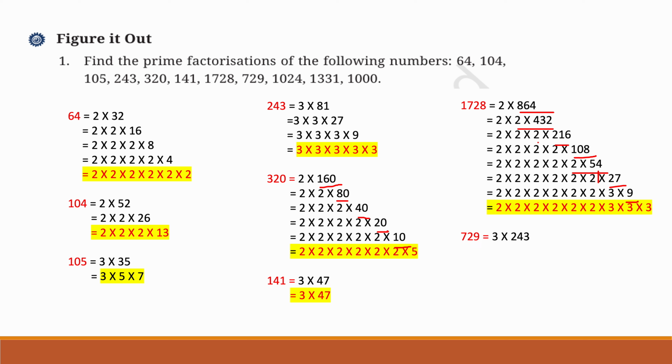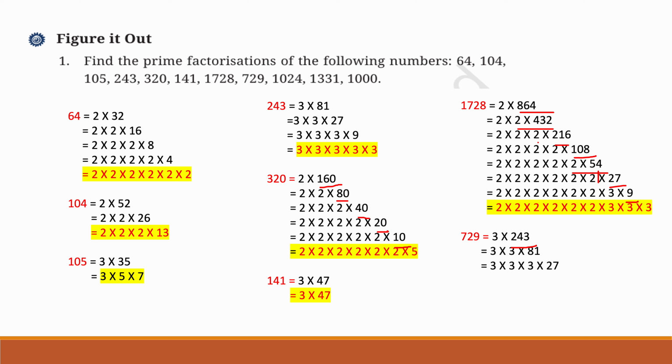Next number is 729. This can be written as 3 into 243. 243 is a composite number. We can rewrite it as 3 into 81.